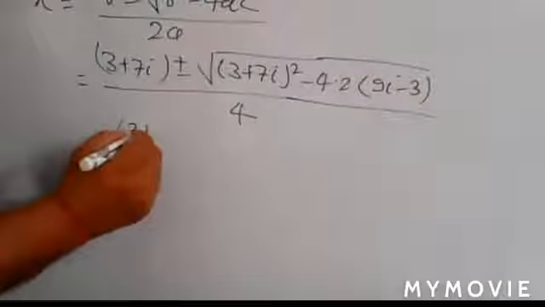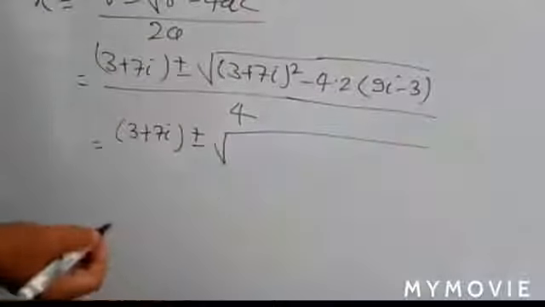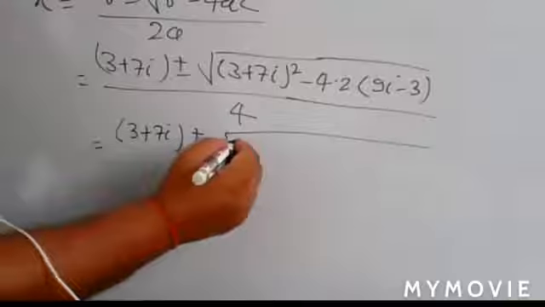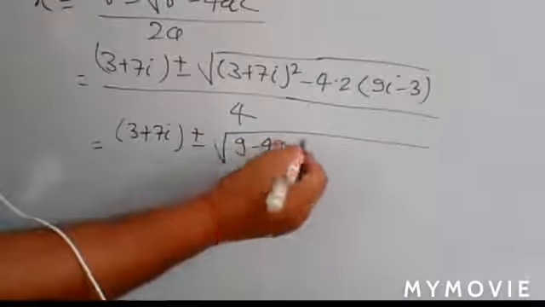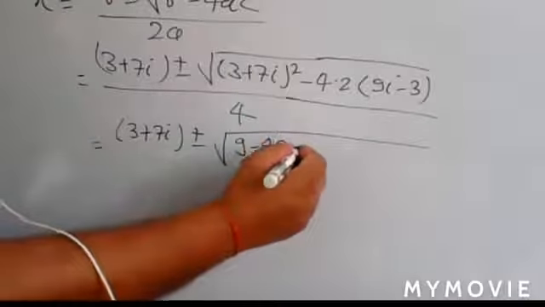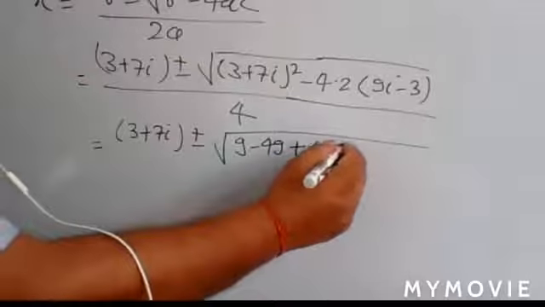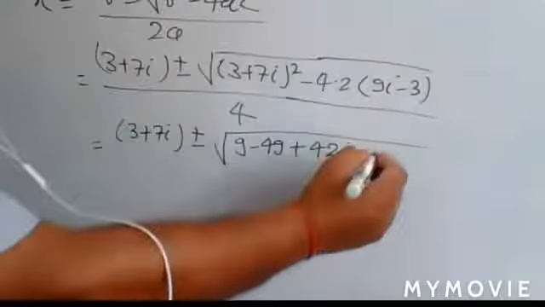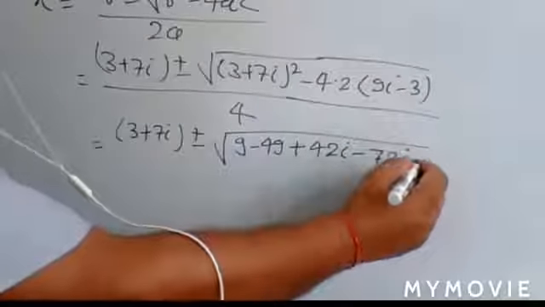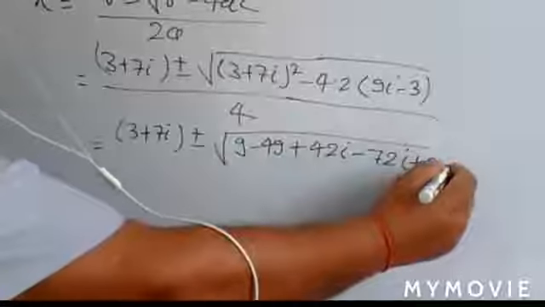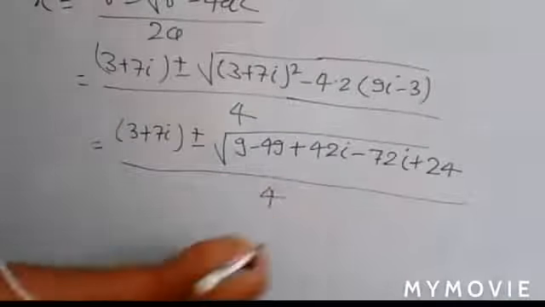So here you write 3 plus 7i into plus minus within root. Yes, square it. So here 9 minus 49, and plus 2 times 3 times 7i, that is 42i, and here you multiplying by 8, so minus 72i plus 24, whole divided by 4.